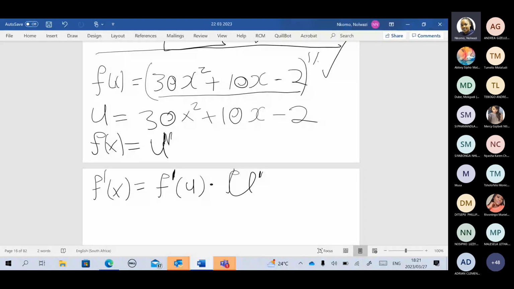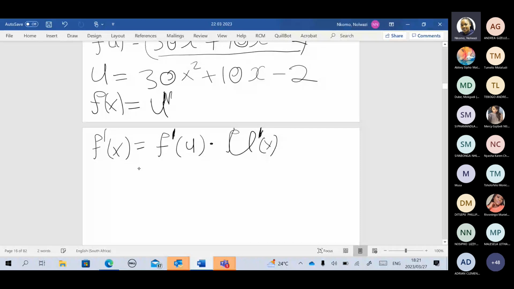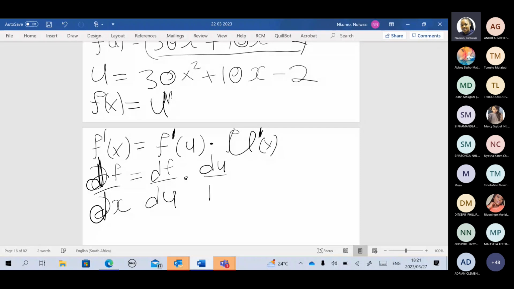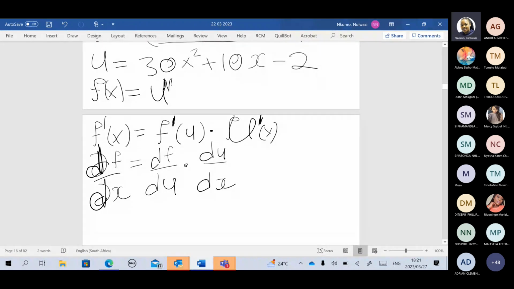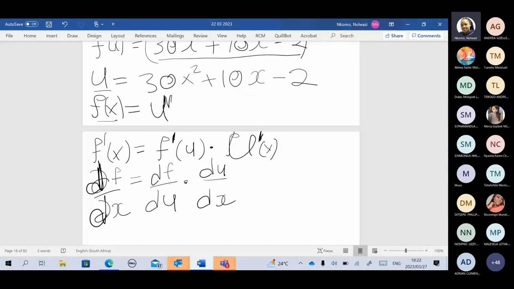Okay, again, I said we can still write this as the derivative of f with respect to x. This is not the partial derivative, it's a straight d. The derivative of f with respect to x will equal the derivative of f with respect to u times the derivative of u with respect to x, right? Okay. For now, we know f of x. We need f prime of u, so we need to differentiate f with respect to u, and we need to differentiate u with respect to x, and then multiply those two.